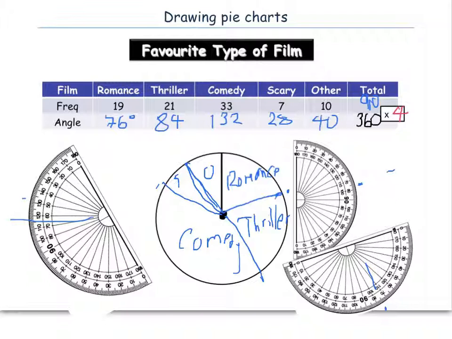But the key thing to take from this video is how to find each individual angle to help you draw the pie chart. So what you had to do was go through the steps of adding up your frequencies and seeing what you need to times your total frequency by to get to 360. And once you've done that, you times each frequency by this value to find the angle for each section. So in this case we times each frequency by 4 because that's what we times 90 by to get to 360.